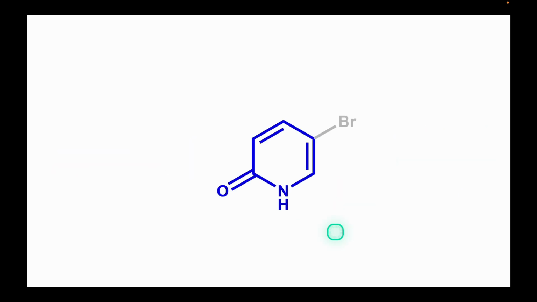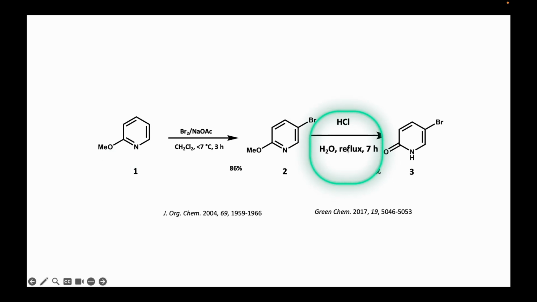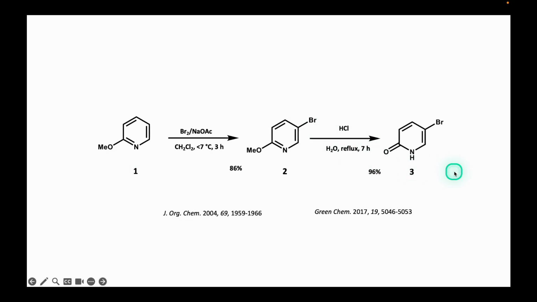Preparation of bromopyridone. The regioselective bromination of 2-methoxypyridine with molecular bromine yields bromomethoxypyridine 2. The treatment with hydrochloric acid, carried out under reflux conditions, generates bromopyridone 3.